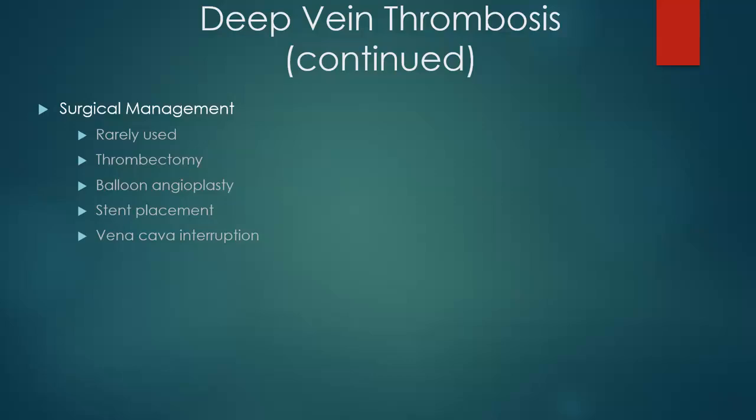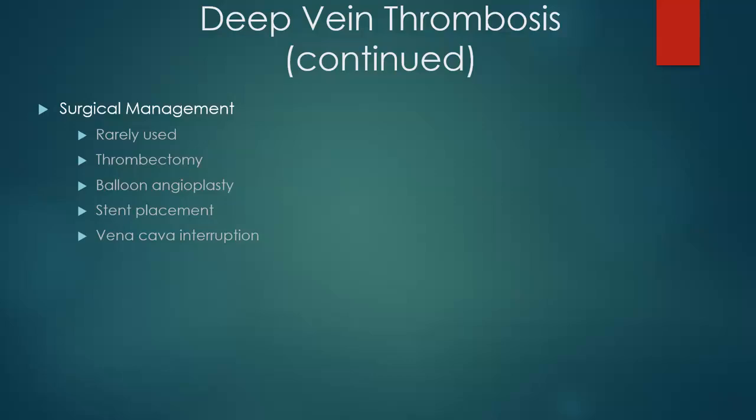So surgical management really is rarely utilized to remove DVTs unless there's just a massive occlusion that we can't get to respond to medical treatment. But it's typically within 1 to 2 days of onset of the DVT. A thrombectomy is just a common surgical procedure for removing a clot. We have other less invasive surgical procedures that include balloon angioplasties, stent placement, and vena cava interruptions.